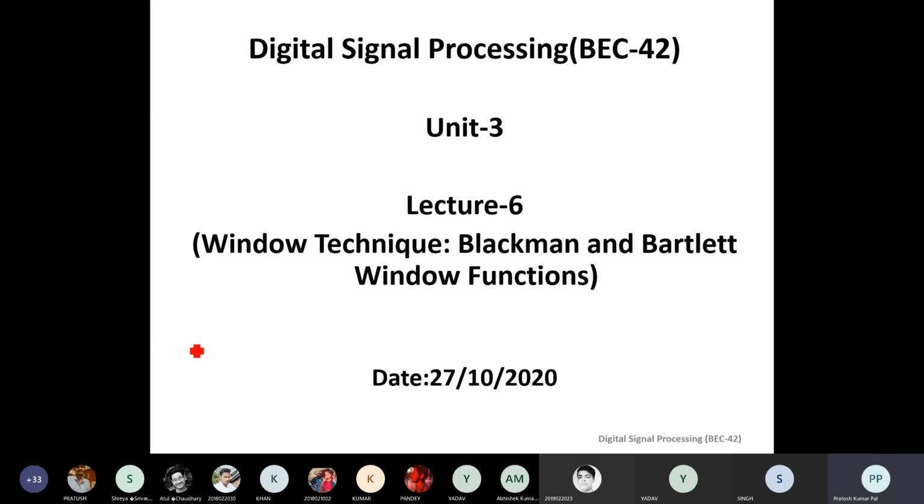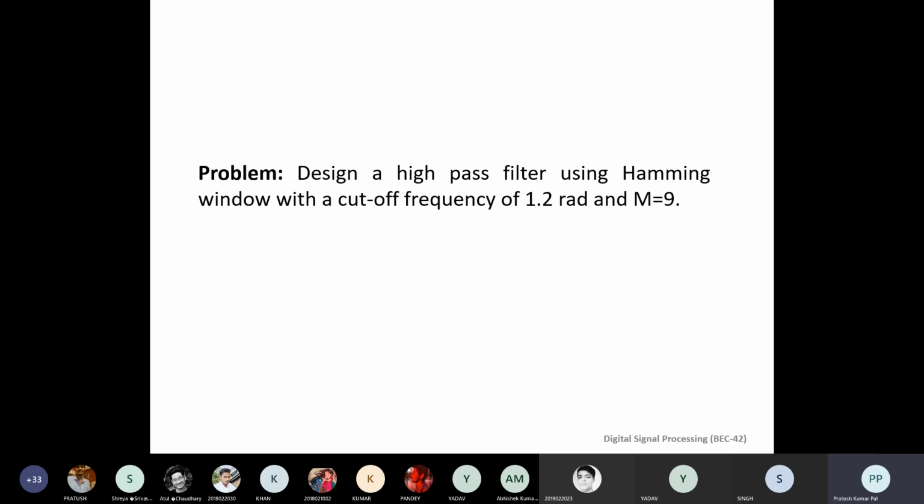From there we can compare the different design methods, like which one is closely relating to our given specifications. Before that, as we have gone through the Hamming and Hanning windows, we will see some questions based on them, and then we will proceed to Blackman and Bartlett window.